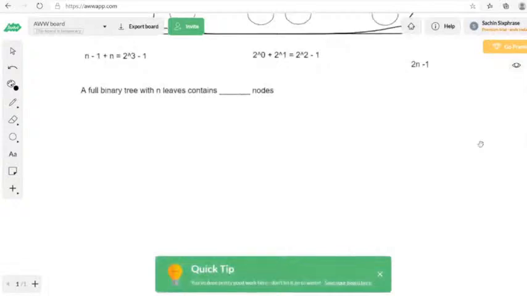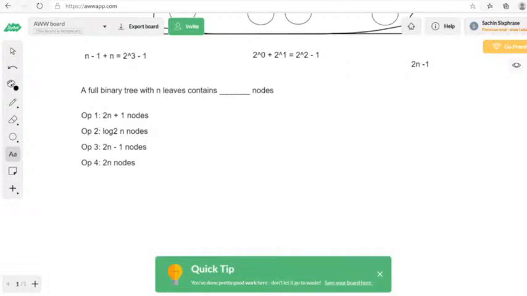I will also show you the options for this question. Okay, so the options are: option 1, 2n plus 1 nodes; option 2, log base 2 of n nodes; option 3, 2n minus 1 nodes; and option 4, 2n nodes.